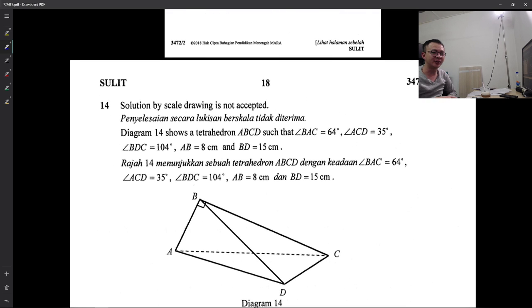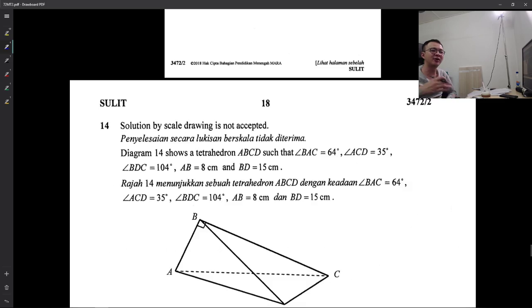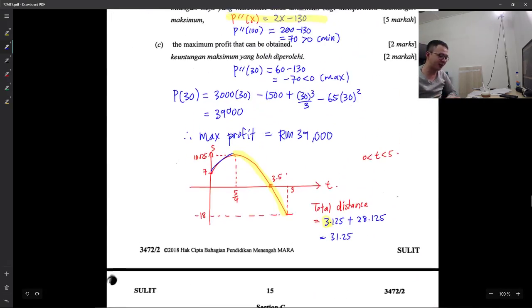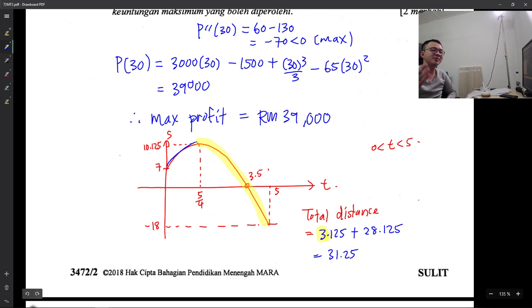How to find total distance? No, you cannot do the integration for this question. Why? Because this is a displacement time graph. In a displacement time graph, the area has no meaning unless it's a velocity time graph. If this is a velocity time graph, the area actually means distance. So if you do the integration in this question, you will get a wrong answer.